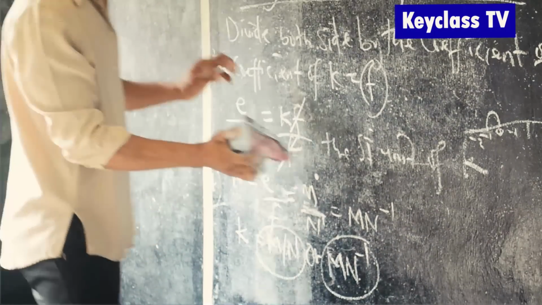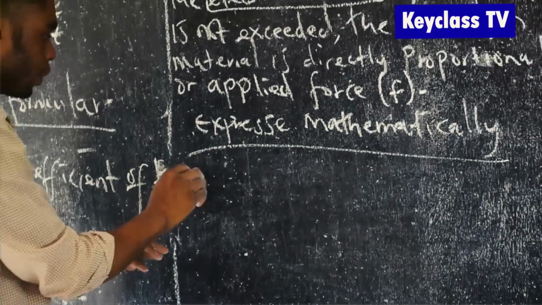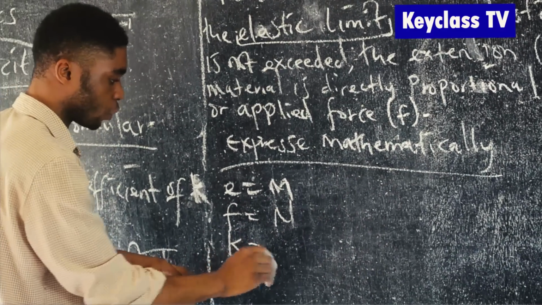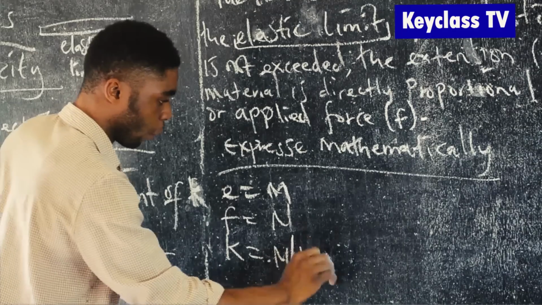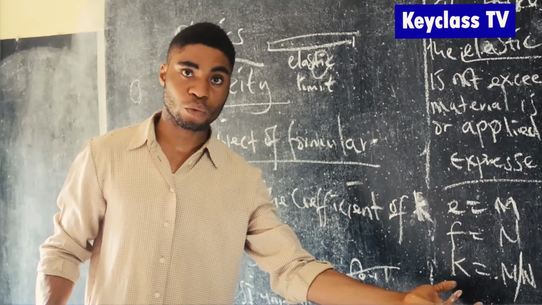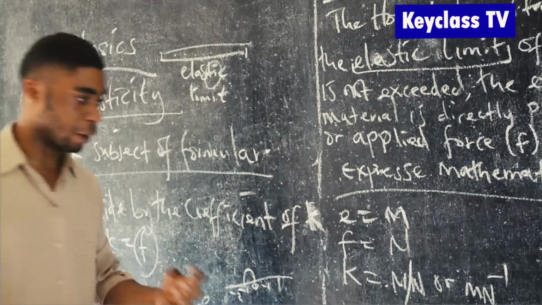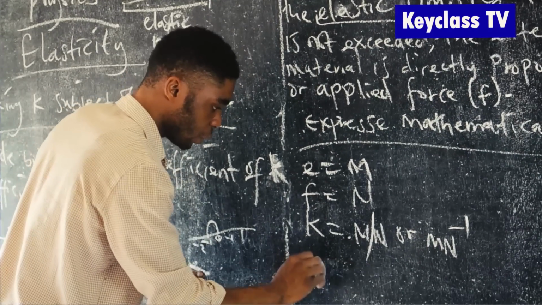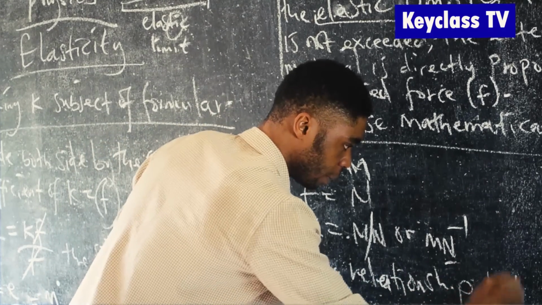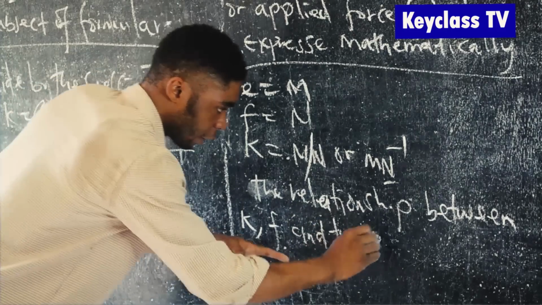So we move back. So now we can have E equal to meter, F equal to Newton, and K equal to meter per Newton, or meter Newton minus 1. Now these are all the variables that are involved in the calculation. If you have this equation at your hand, this is the relationship between the constant, the force, and the extension.